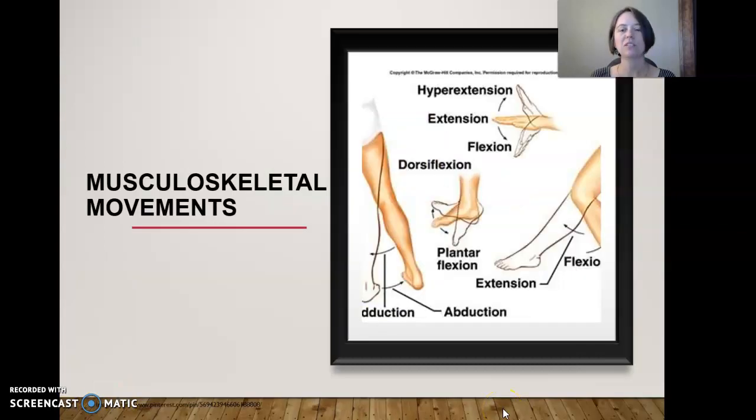Okay, what kind of movements do we use those musculoskeletal levers to make? Well, we're going to review some from the skeletal system, and then we're going to learn some new ones. You have flexion, extension, hyperextension. You have abduction and adduction. You have flexion and extension, and you could do that with your leg as well. And then pretend this is my foot. You have plantar flexion and dorsiflexion.